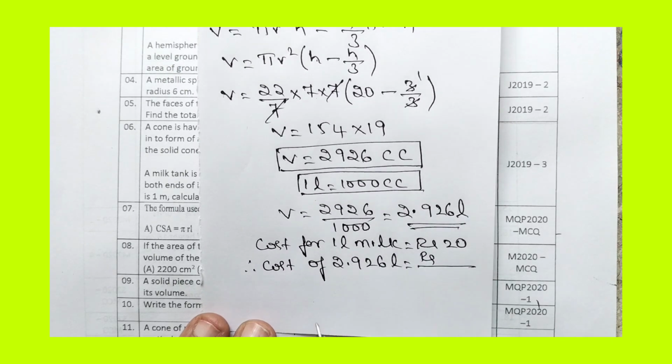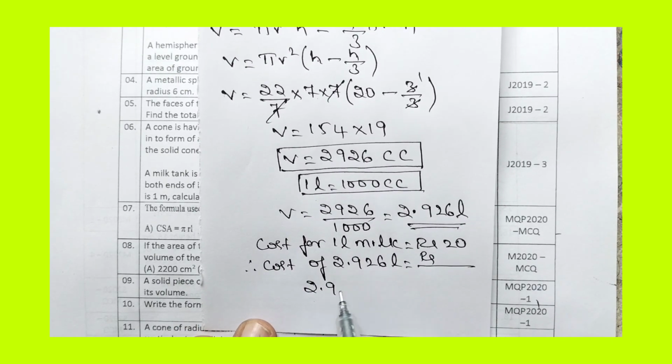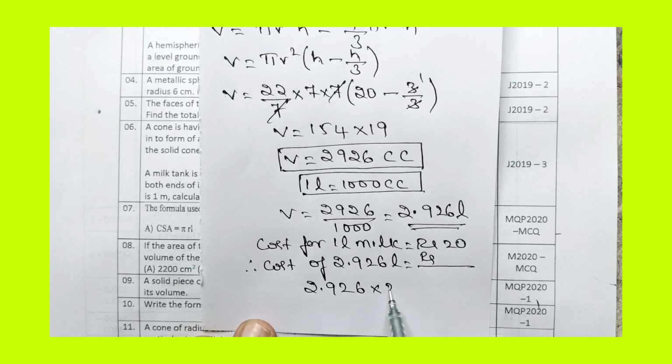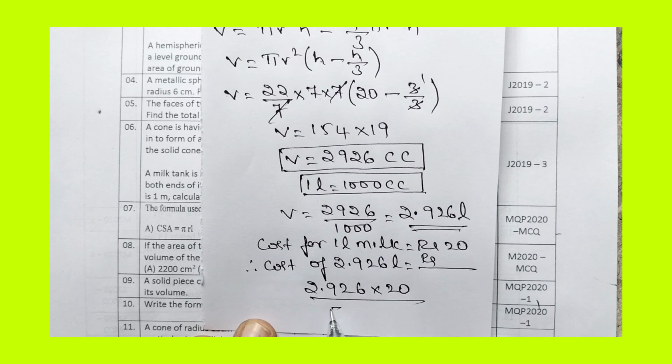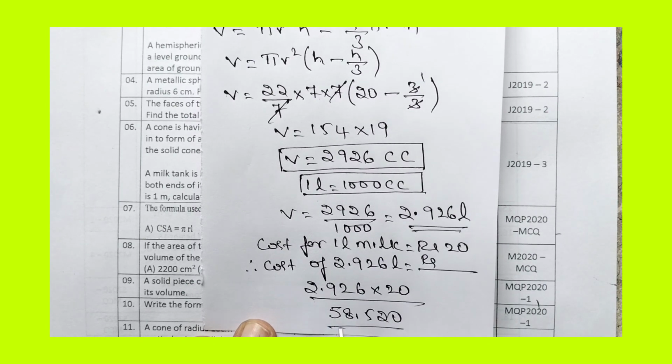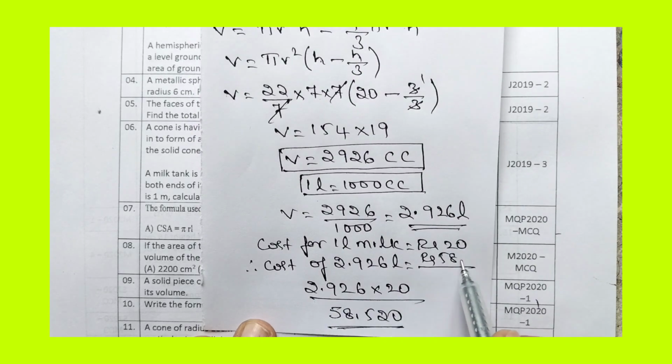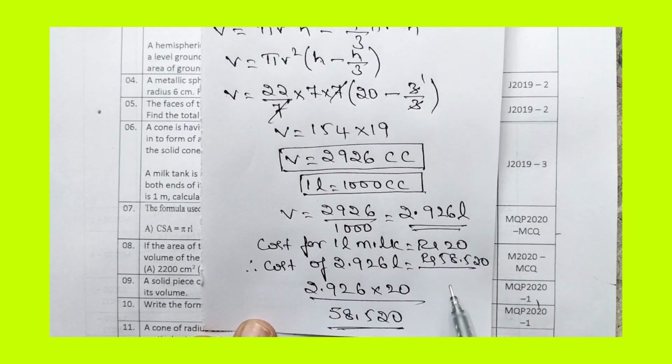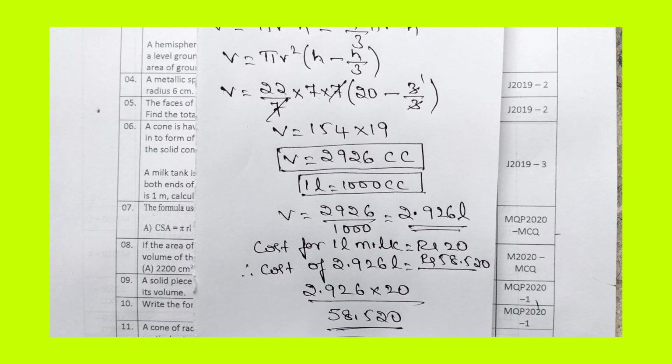Now 2.926 should be multiplied by 20. If you multiply these two, we will get 58.520 rupees. 58.520 rupees is the total cost for 2.926 liters of milk. So like this we have to calculate.